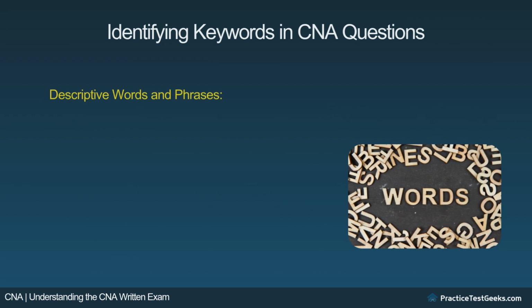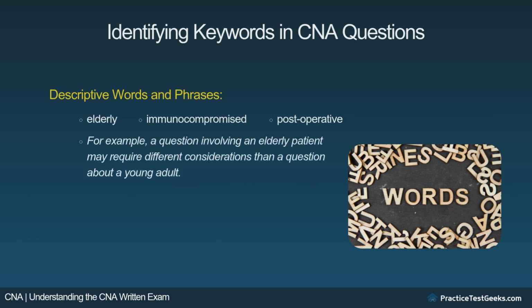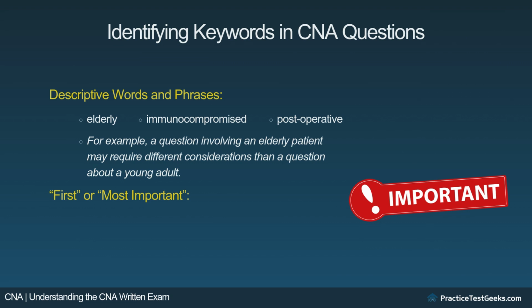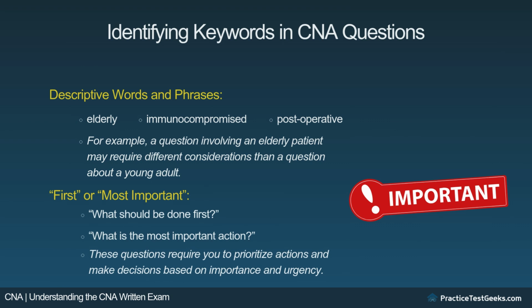Descriptive words and phrases. Descriptive terms like elderly, immunocompromised, or post-operative help you understand the context of the question. For example, a question involving an elderly patient may require different considerations than a question about a young adult. First, or most important. Many CNA exam questions use phrases like, "What should be done first?" or "What is the most important action?" These questions require you to prioritize actions and make decisions based on importance and urgency.